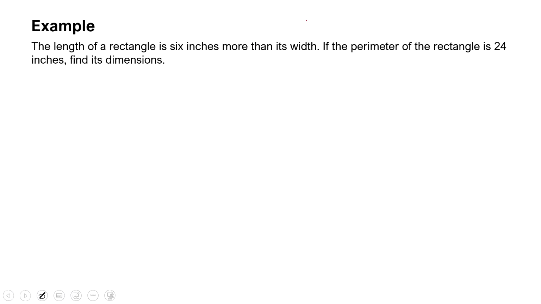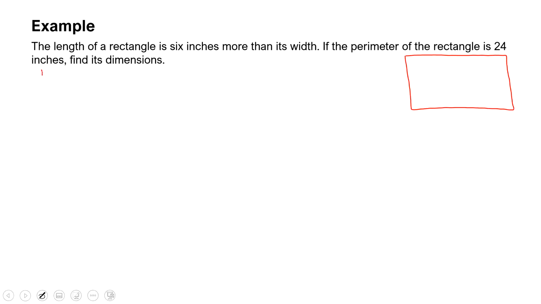Okay, the rectangle problems now. I'll go through an example of those. Sometimes you might want to draw a picture if it'll help you out. If not, that's okay. You can just go with what you need to know. I will draw a picture over here just to kind of show you what we're looking at here. Best I can. Okay, so the length of a rectangle, they're telling me, is 6 inches more than its width. The perimeter of the rectangle is 24 inches. They want to find its dimensions.